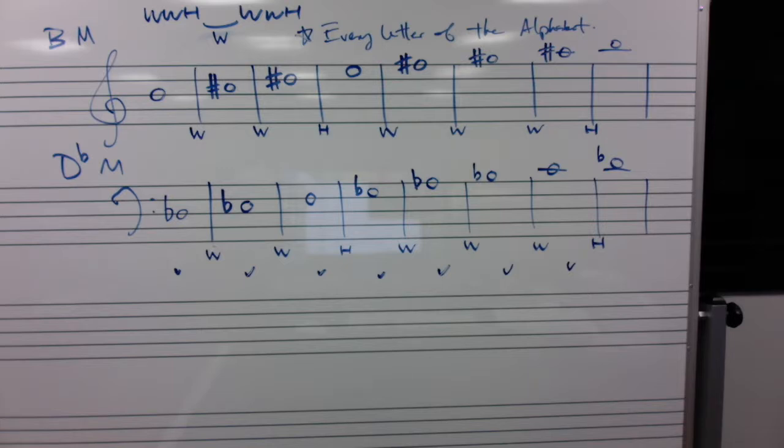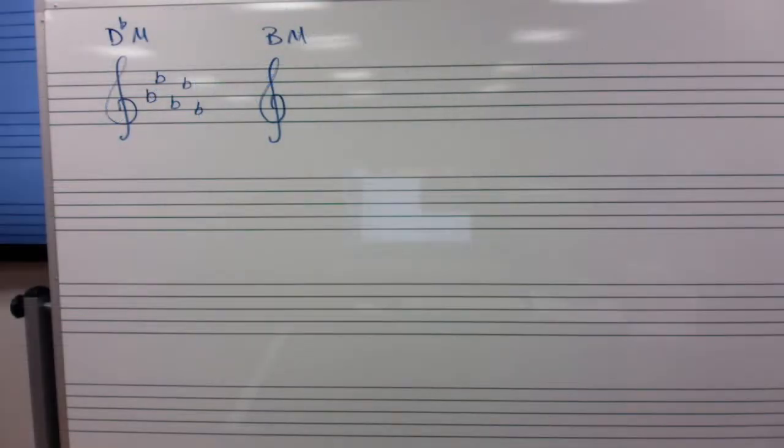Take a look at the second part of this worksheet. There are 4 boxes. I'm asking you to write out these key signatures. I'd like you to write out the key signature for D flat major and B major, since we just did these 2 scales. First you're going to write the key signature for D flat major on the treble clef. Next you're going to write the key signature for B major, also on the treble clef.